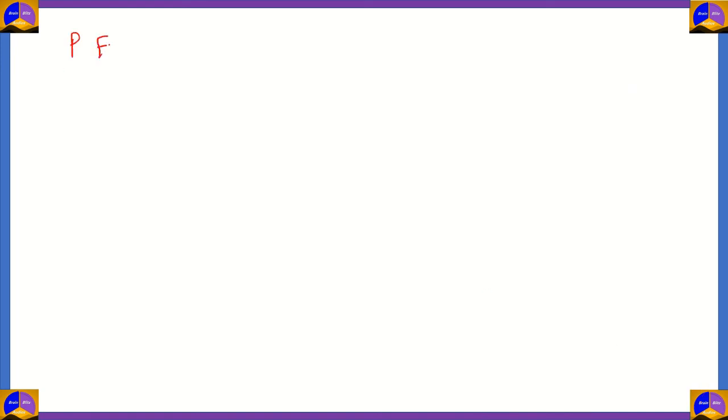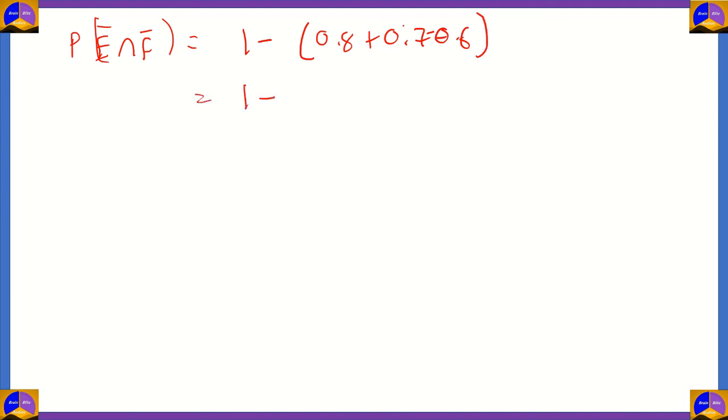So P of E bar intersection F bar will now be equal to 1 minus, in the bracket, 0.8 plus 0.7 minus 0.6. 0.8 plus 0.7 is 1.5. 1.5 minus 0.6 is equal to 0.9. So P of E bar intersection F bar is 0.1.